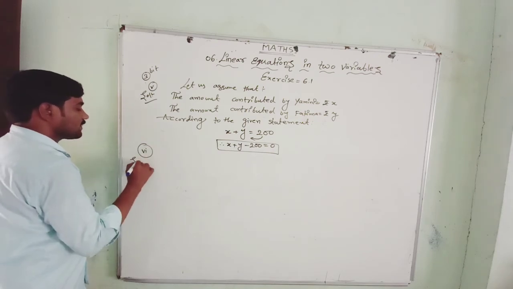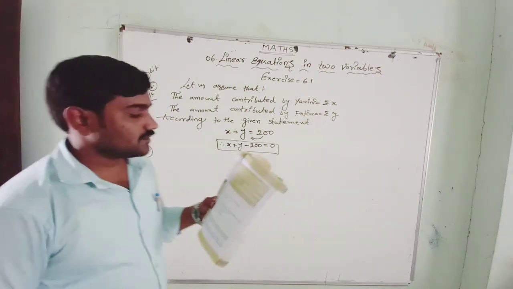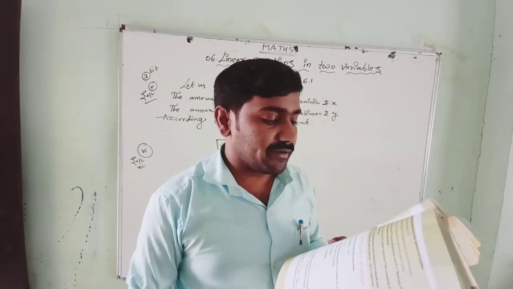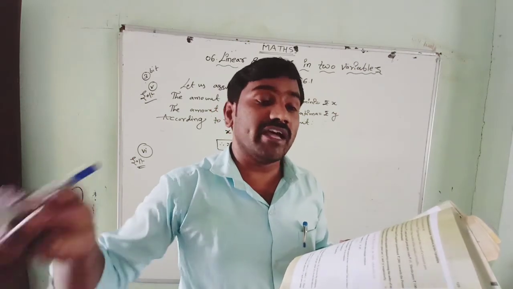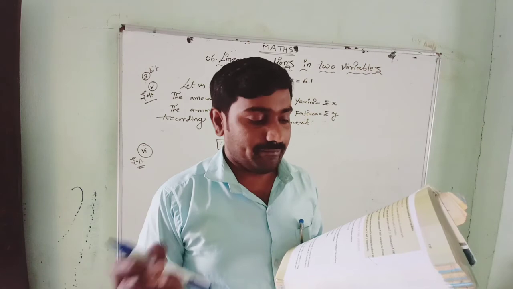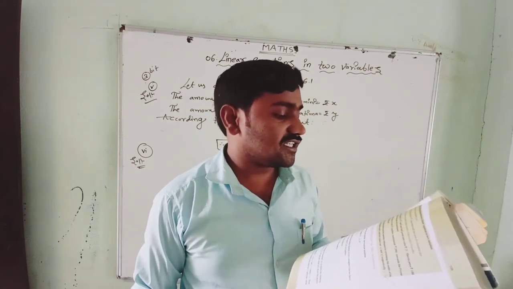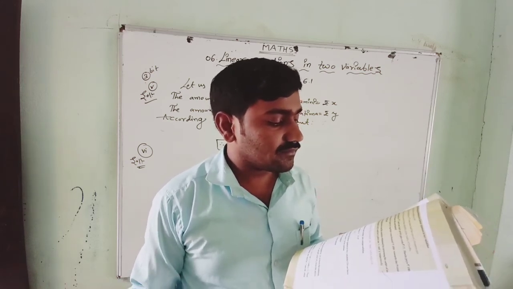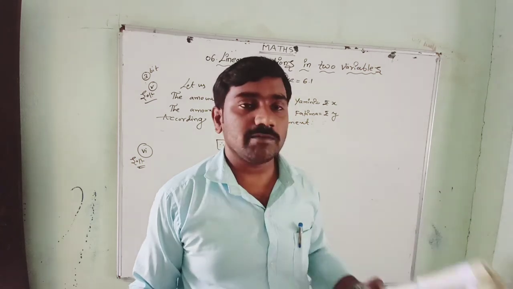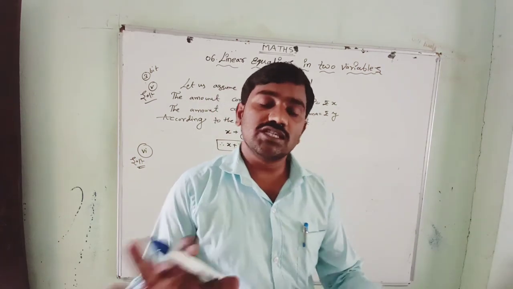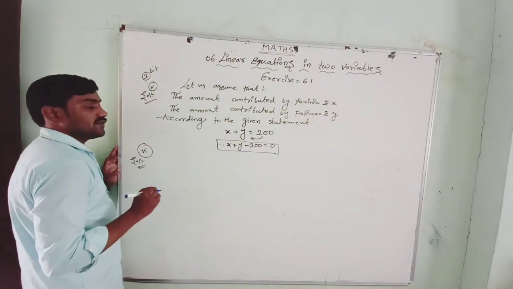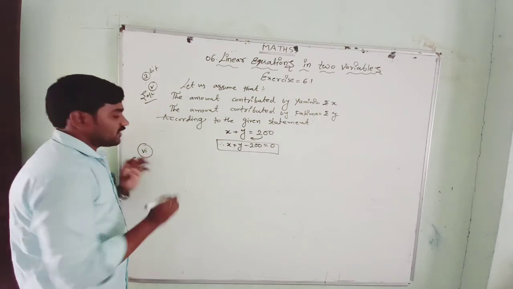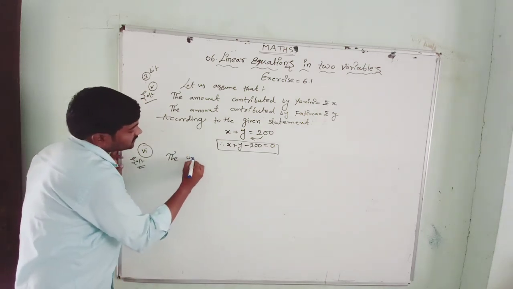Then the sixth question. We have already done many such questions in our previous classes. The sum of a two digit number and the number obtained by reversing the order of its digits is 121. If the digits of unit place and tens place are x and y respectively. There is a two digit number, and it is also given that the unit place digit is x and the tens place digit is y.